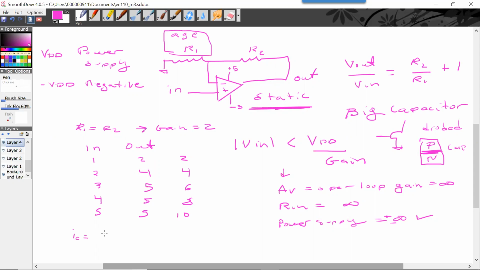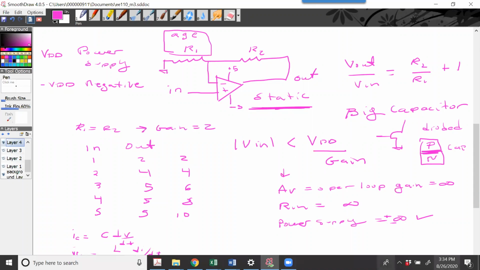Current through a capacitor, voltage across an inductor, so I'm seeing derivatives. Those are memory storage elements. And so anything with one of those elements will be dynamic. All right.